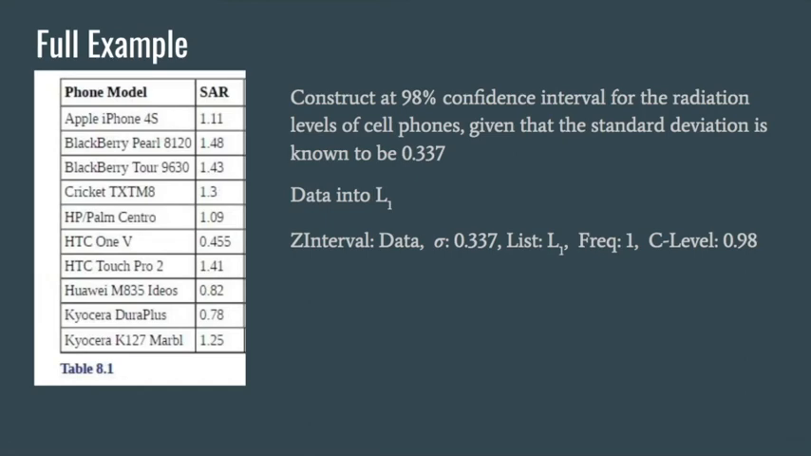After we've got our data in L1, we go to Z interval. So that's stat, and then go over to the tests menu and go down to Z interval. We're going to select the data option because we have the raw data. And we need to tell the calculator sigma, 0.337. Need to tell it to look at L1, which if for some reason it says something other than L1, you hit second 1, and that will put L1 in there. And then frequency should be 1 already. If it's not, you need to change it to 1. And then the confidence level is 0.98. When you press enter on that, you should get a confidence interval of 0.86458 to 1.3604.